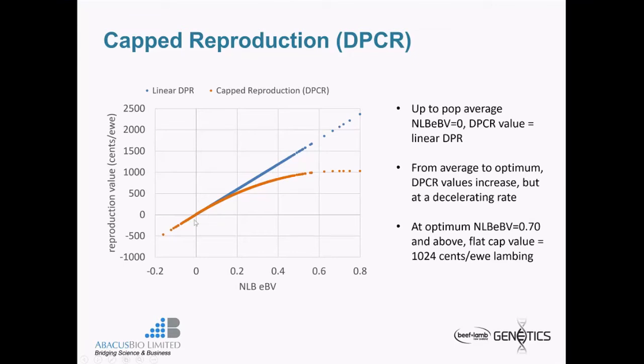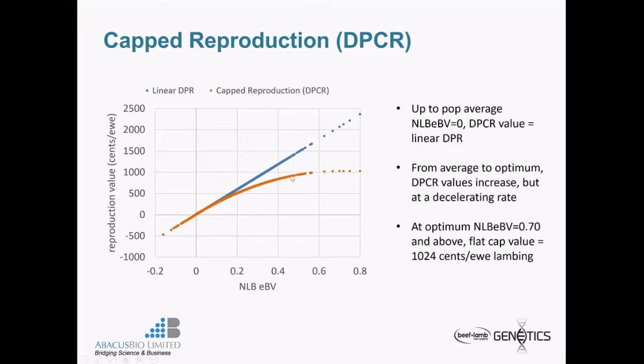But with capped reproduction, from about the average number of lambs born breeding value, which is close to zero, they already start to get less and less value for every unit increase in NLB breeding value as it goes up. So you can see that once you get into breeding values above about 0.2 and especially above about 0.4, there's quite a bit of difference. With capped reproduction, you get quite a lot less subindex value.